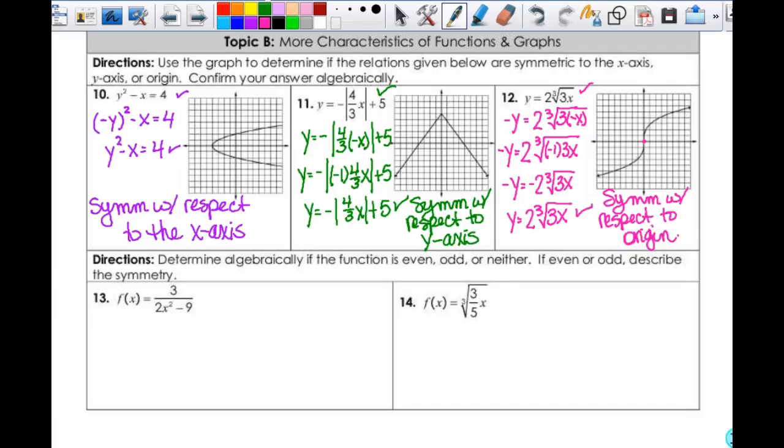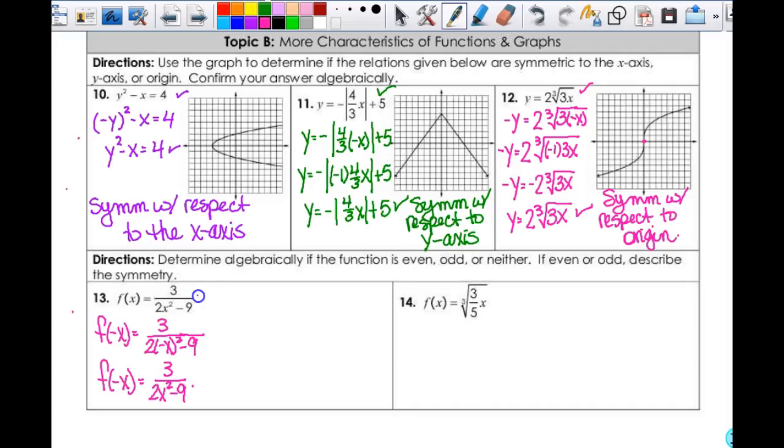Okay. All right, so then I'm going to determine algebraically if it is even, odd, or neither. If even or odd, describe the symmetry. So this goes along with this, but this is actually a little bit easier. Because instead of substituting in a negative x or a negative y or both, for even or odd, I find f of negative x every time, and then I see what happens. So if I find f of negative x, this is going to equal 3 over 2 times negative x squared minus 9. So this gives me f of negative x equals 3 over, well, negative x squared is x squared, so this is 2x squared minus 9.